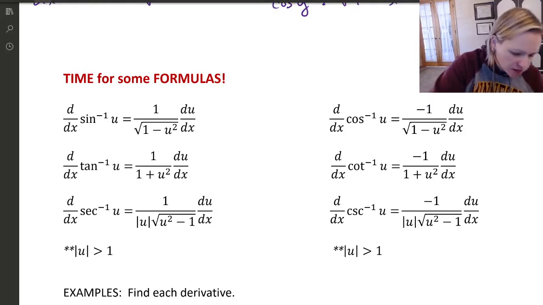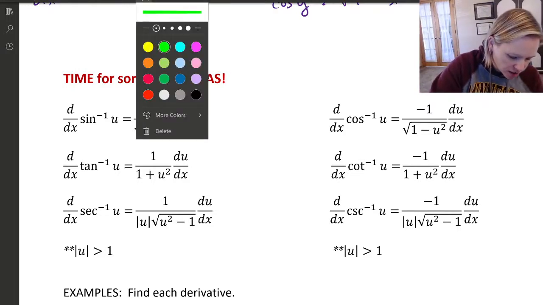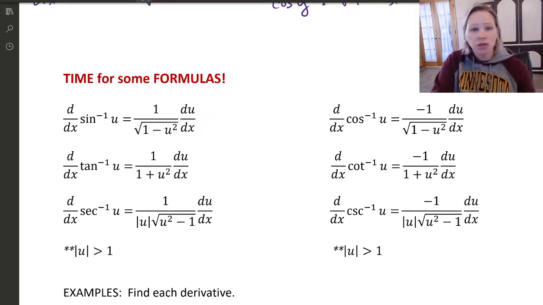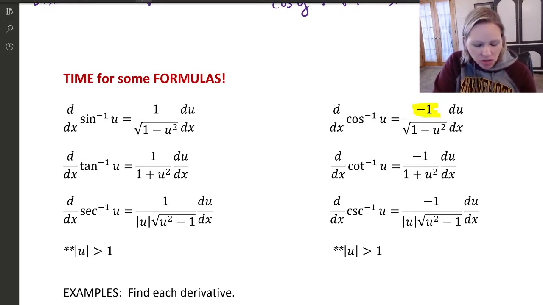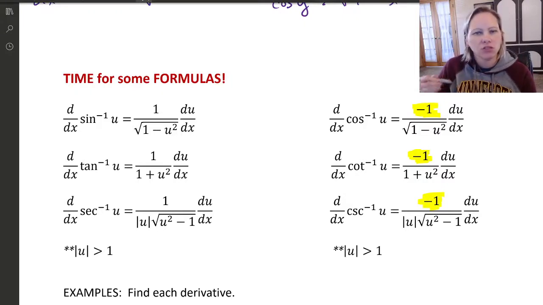And I'll tell you right now, as you look at them, you really only need to memorize the 3 on the left, because the only difference between sine and cosine is that the cosine is negative. So sine and cosine, same deal, just one is negative. Same thing with tangent: cotangent's negative, cosecant's negative. It's the same formula, just negative. So you really only need to memorize one.